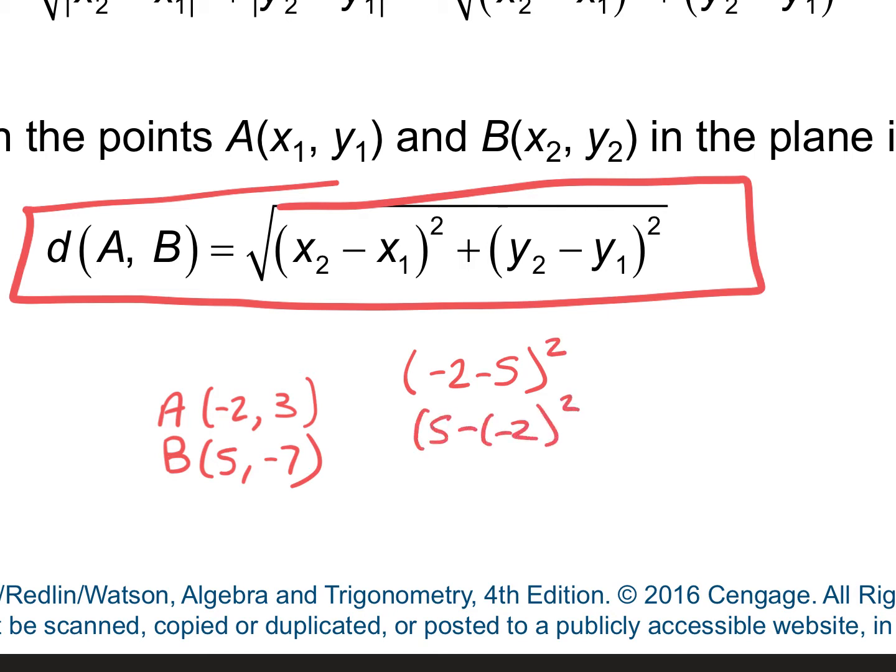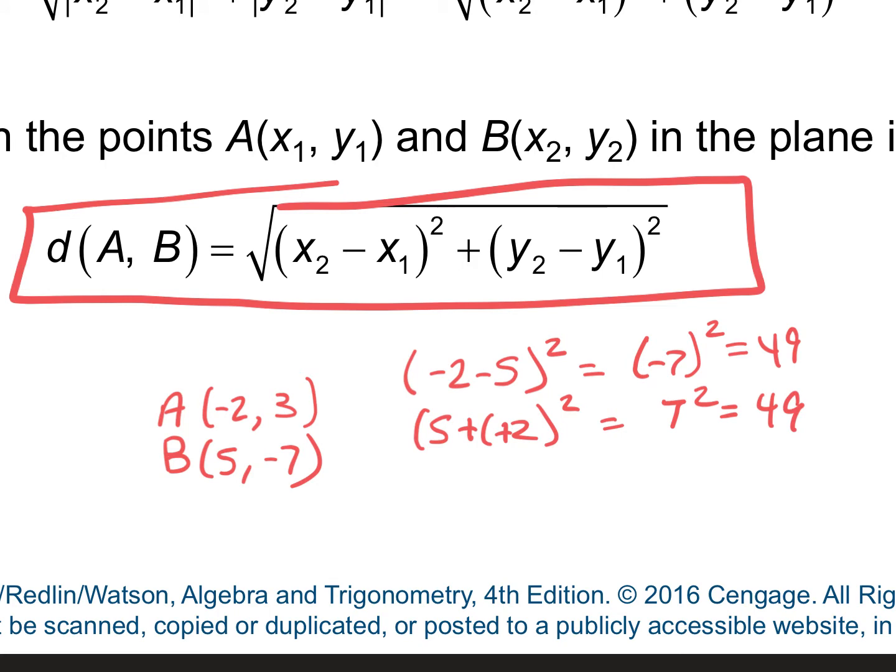All right, let's talk about this for a second. What is negative 2 minus 5? Negative 7. And what is negative 7 squared? 49. Okay? What is 5 minus the negative 2? Two negatives together right there become a what? So this would be 7 squared, which is what? 49. What do you notice about the two end results there?